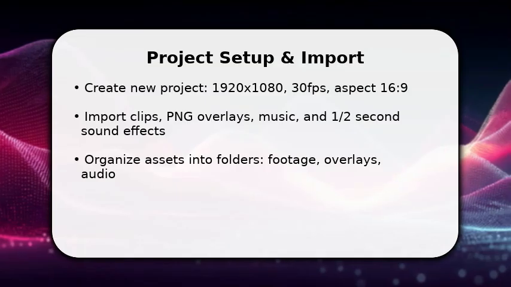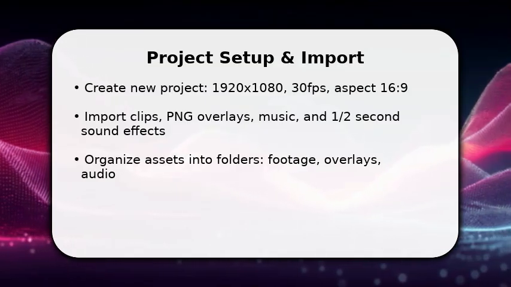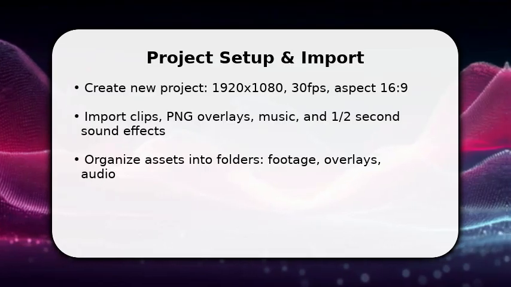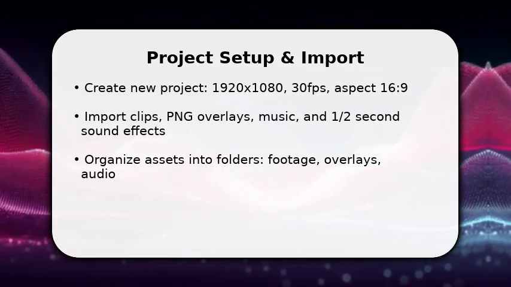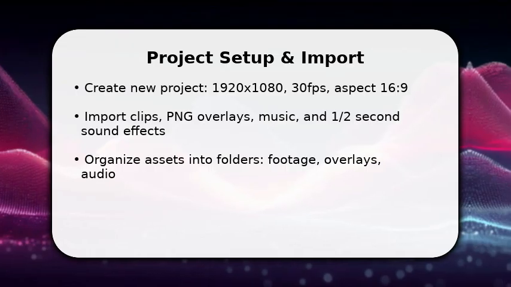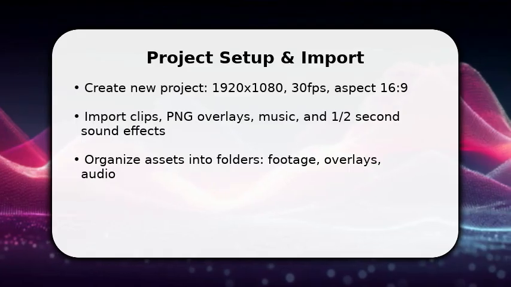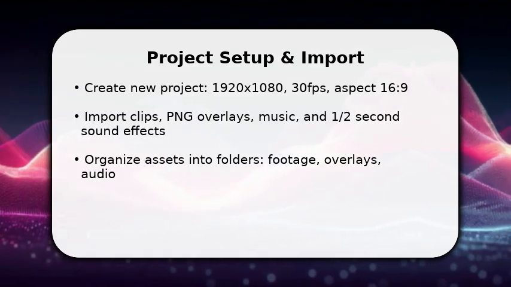You start by making a new 1920x1080 project at 30 FPS so motion and slow-mo behave predictably. Import your Free Fire footage, PNG HUD overlays, and soundtrack into organized folders. This keeps layers manageable as the edit grows.